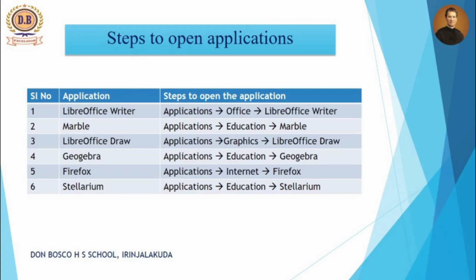So this should be thorough to you. In exams I'll be asking like this: I'll give you the wrong information. Suppose for example I give you Applications, Graphics, LibreOffice Writer. What is the mistake there? Yes, Graphics is the mistake. How to correct it? You have to write Applications, Office, LibreOffice Writer. These types of questions will always be asked, so you must be thorough about how to open each software.